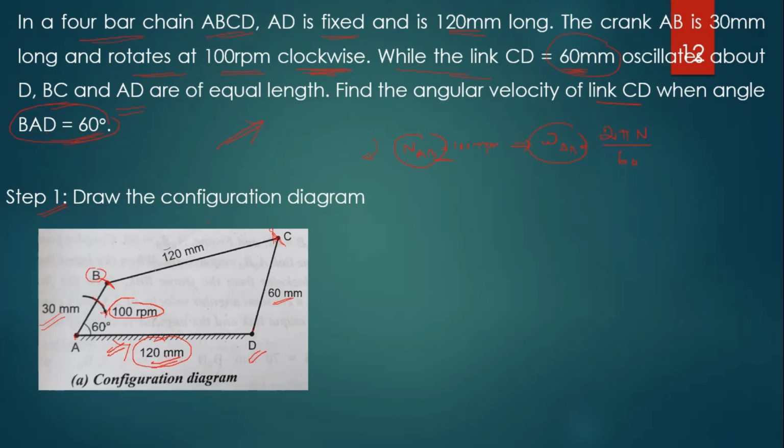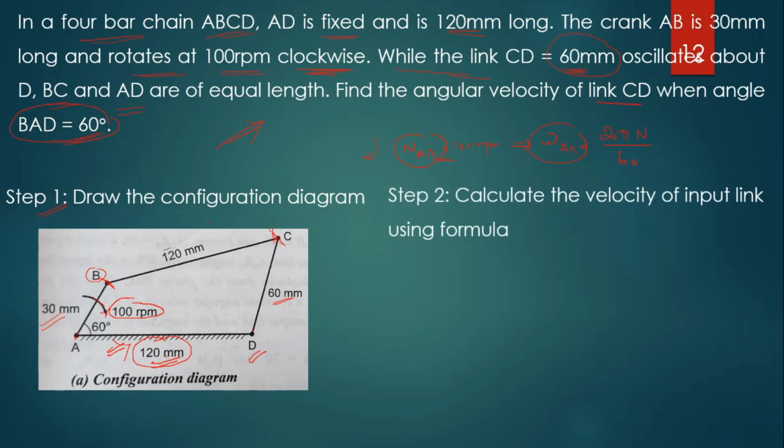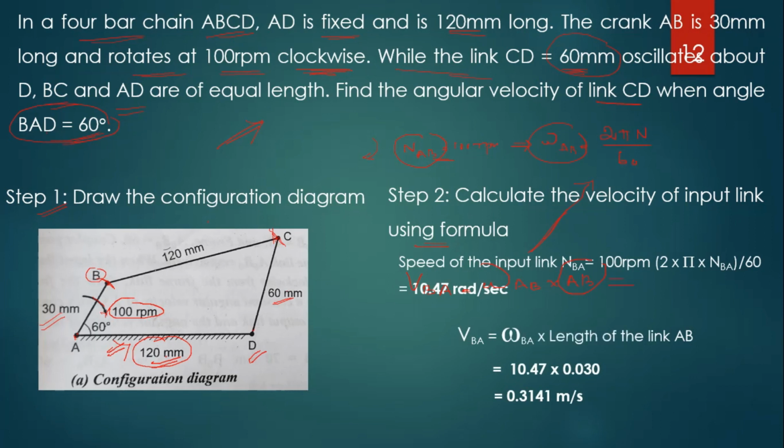Now, we have to move on. Step 2: calculate the velocity of input link using the formula. Already we know the formula for the input link. Here the input link is AB. So, velocity of B with respect to A is equal to angular velocity of AB into the length of the link AB, right. We know omega AB we calculated from the formula 2 pi N divided by 60, right. The length of the link AB is equal to 30 mm. With the help of this formula we calculated 10.47 radian per second, which is the angular velocity of link AB.